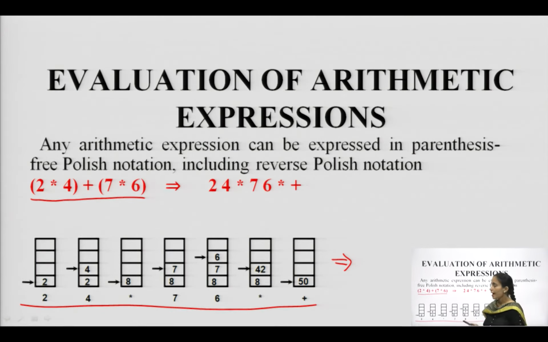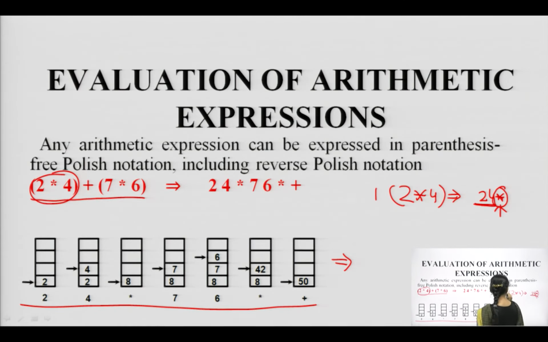Then as BODMAS rule of mathematics says, we have to evaluate this bracket first. So, what will we do? We will perform 2 cross 4 first. This bracket will be solved first. That means my first step will be writing 2 4 cross. Here I have written the operands first, and here I have written the operator after these operands.